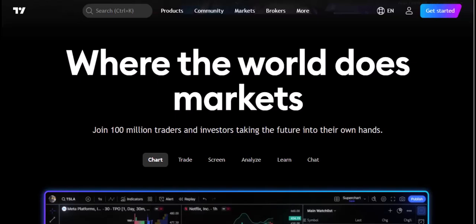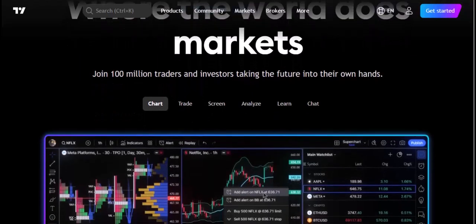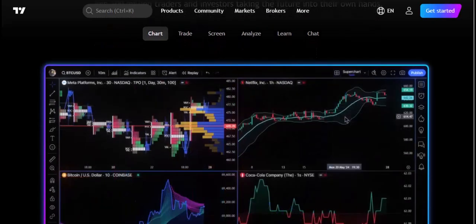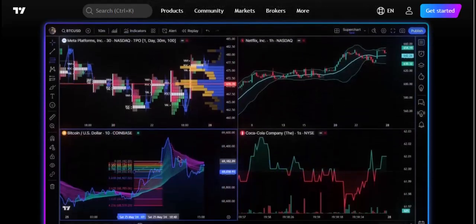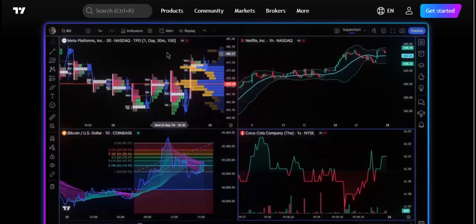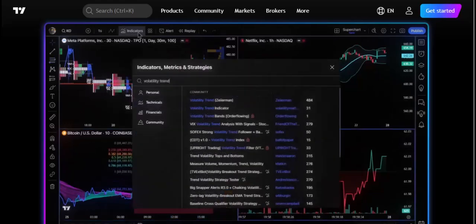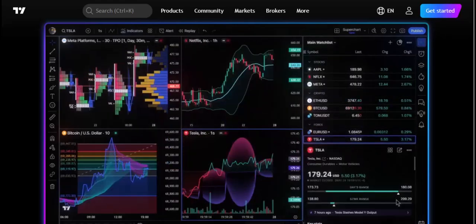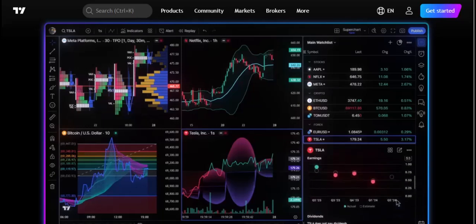But then, you hit that pricing page, and suddenly, you're faced with a lineup of plans, Essential, Plus, Premium, and maybe even some enterprise options if you're feeling particularly ambitious. Now, here's the thing. TradingView operates on a freemium model. Yes, you can jump in and start charting without spending a dime.